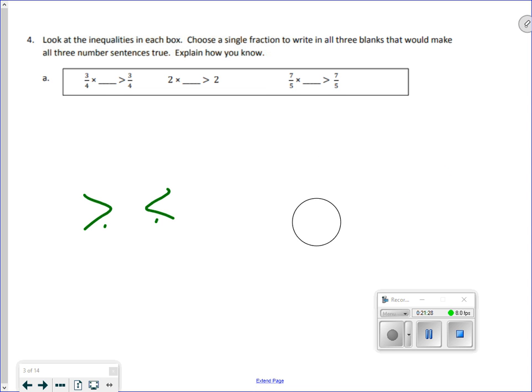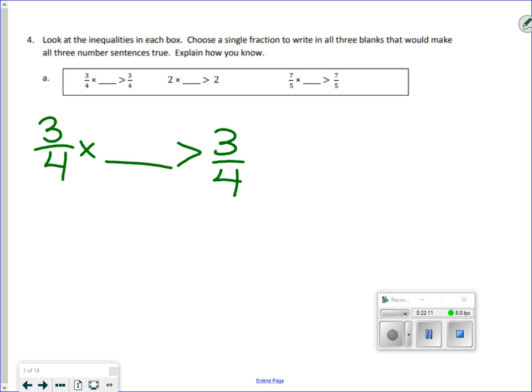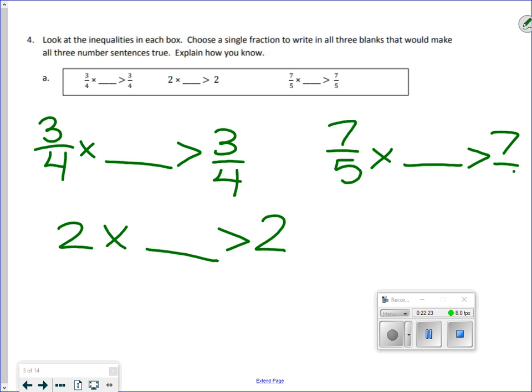So look at the inequalities in each box. Choose a single fraction. So this is where you've got some wiggle room, but you've got to make sure your fractions are right. Choose a single fraction to write in all 3 blanks that would make all 3 number sentences true. Now, you don't have to explain how you know, but if I call on you to answer it, you do have to let me know how you knew what fraction to put in there. So the first one, you have 3/4 times something is greater than 3/4. You have 2 times something is greater than 2. And 7/5 times something is greater than 7/5.